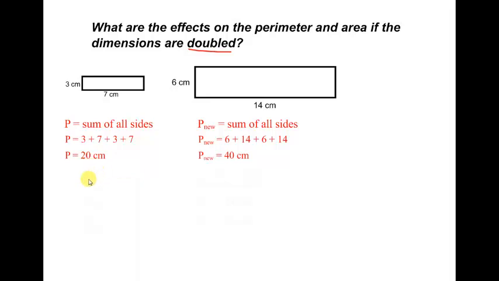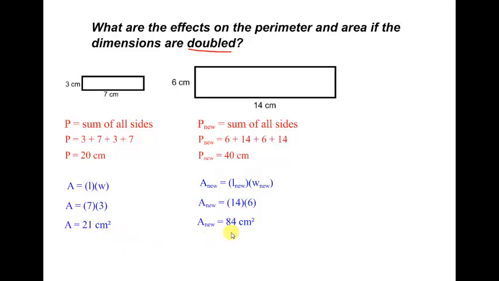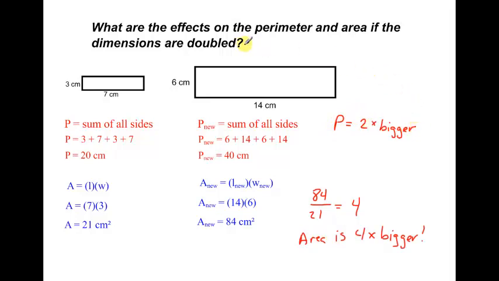Does the same thing happen to area? Well, calculating the area of the smaller one is length times width, which gives us 21 square centimeters. And for the new rectangle, it's 14 times 6. That's the new length and width, giving us 84 square centimeters. So did the area double? Well, if you do the calculation, you get the new area was 84 compared back to 21. When we divide that, we get 4. In other words, the area is 4 times as large. And the perimeter, remember, the perimeter was twice as size. So doubling the dimensions doubled the perimeter, but it made the area 4 times bigger.